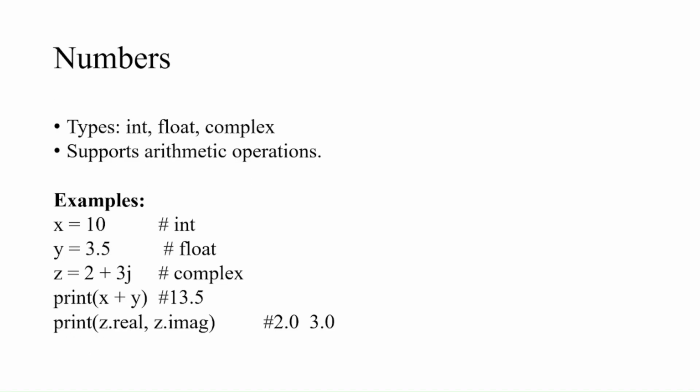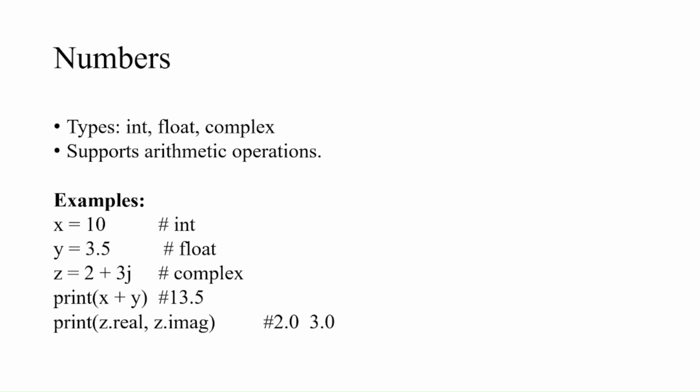Next one is numbers. There are three numeric types. One is integer, float, complex. Integer means whole numbers, we already discussed in the previous slide. And float means float number with the decimal point. And complex means it has one real number and one imaginary number. It supports arithmetic operations like plus, minus, everything.